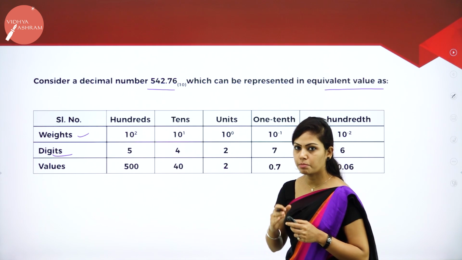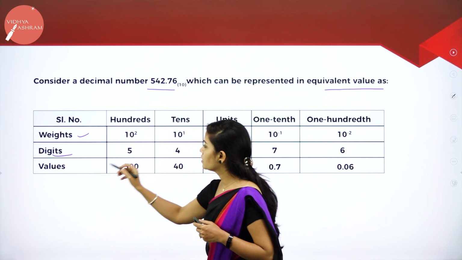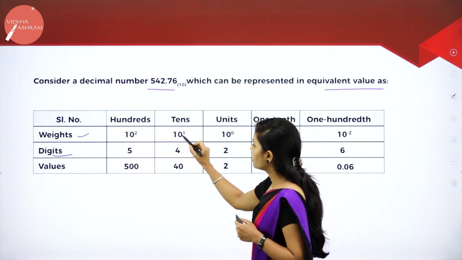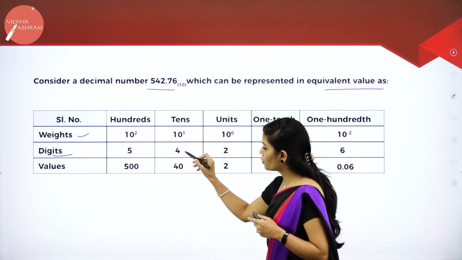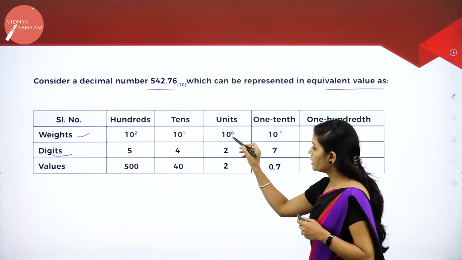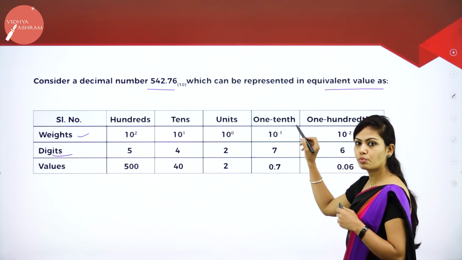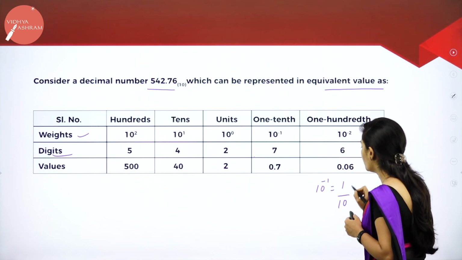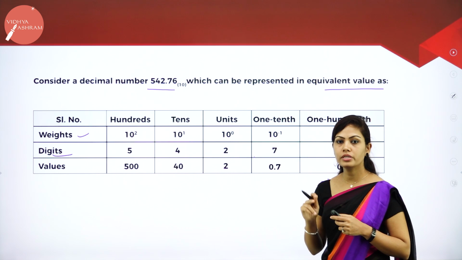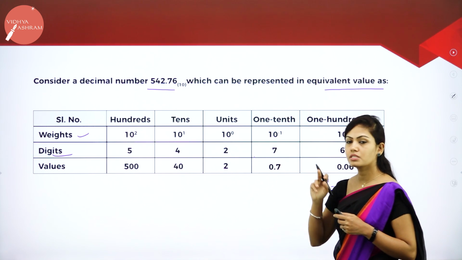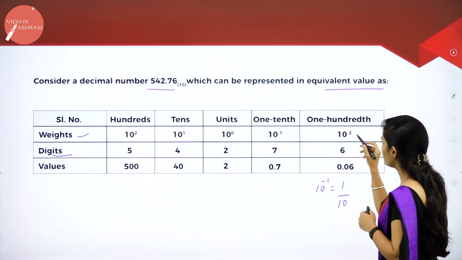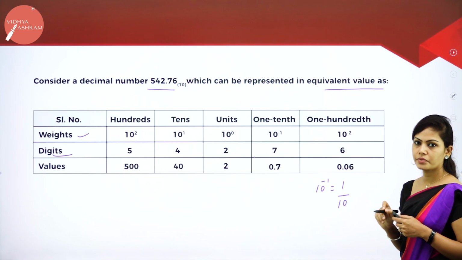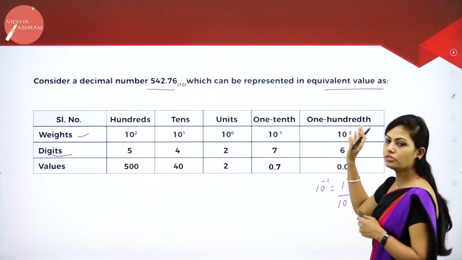In conversion, I will explain this in detail. And the values: what is the value of 10 power 2? It is 100. 100 into 5 is 500. 10 power 1 is 10. 10 into 4 is 40. 10 power 0 is 1. 1 into 2 is 2. And 10 power minus 1 means 1 by 10, so you can write it as 0.1. 0.1 into 7 means 0.7. And 10 power minus 2 into 6 is 0.06. This is the representation of the equivalent value.